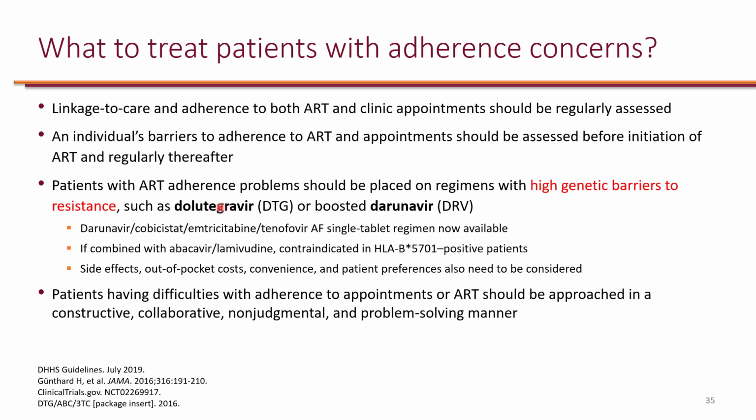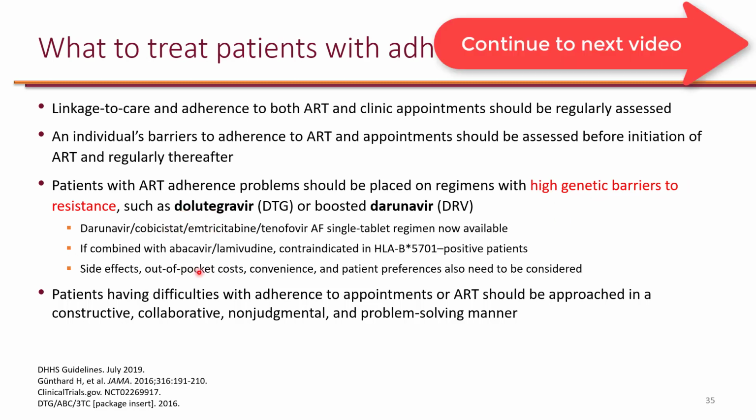Now, it's not to say that these are 100% foolproof. It's just that these are less likely to select for resistance. And bictegravir is not in the guideline for this purpose. Bictegravir is also a second generation integrase inhibitor with a high genetic barrier. So as more information becomes available about bictegravir, that will potentially be an option as well. But as of right now, it's not in the guideline for this purpose specifically.